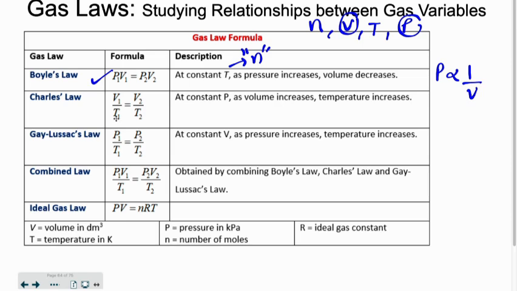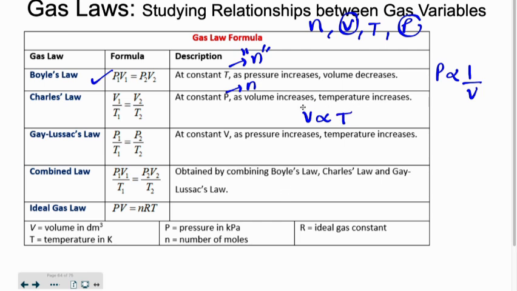Charles studied volume and temperature relationships. At constant pressure, and once again, if I'm studying the relationship between volume and temperature, moles and pressure remain constant. So at constant pressure, in all of these cases, moles is also remaining constant. As the volume increases, temperature increases. This is what we call a direct relationship. Volume is directly proportional to temperature.